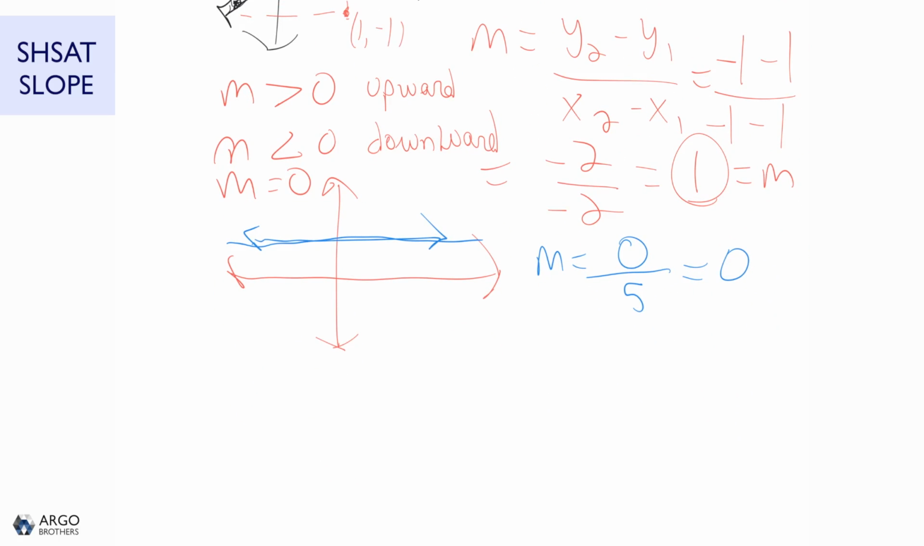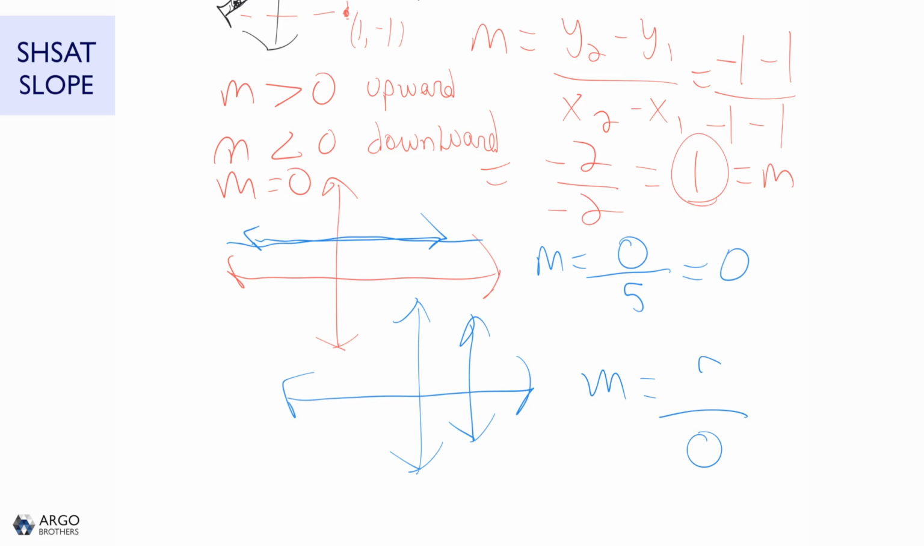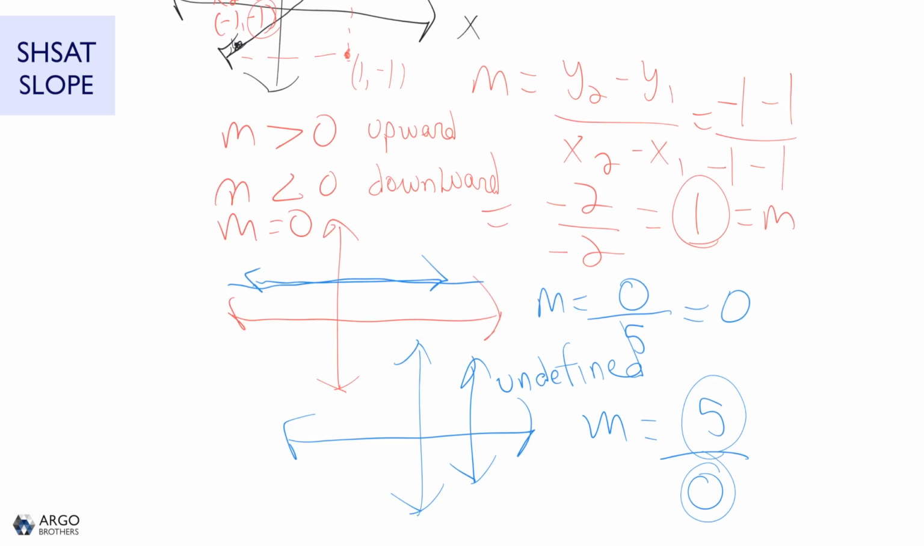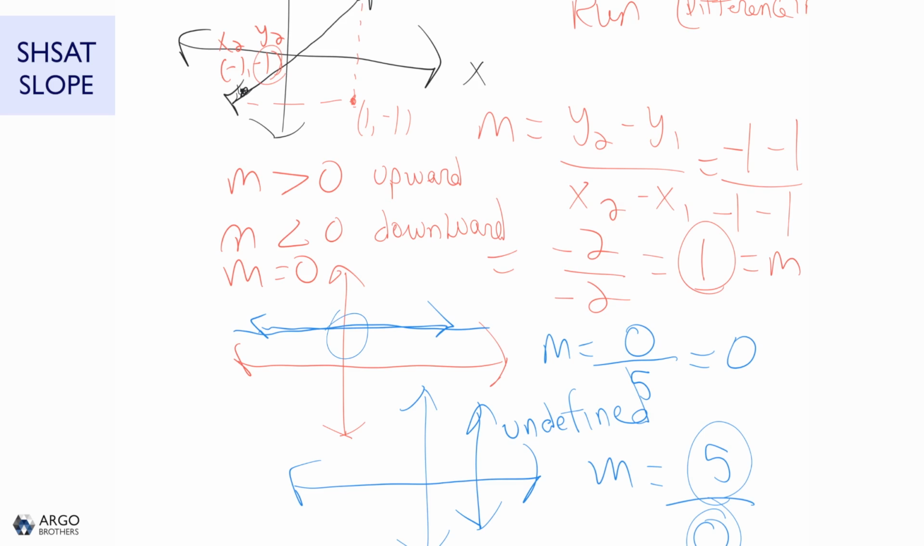You can have an undefined slope, and that undefined slope will be in the case of a vertical line. Here, if you have this vertical line, is there any run? No, there's no run, there's only a rise. So that means m is going to equal some rise on top and 0 run on the bottom. It could be 5, but you can't divide 5 by 0, so this would be an undefined slope. If you ever see a vertical line and they ask you to find the slope, it's undefined. If they give you a horizontal line and they ask you to find the slope, it is just 0.